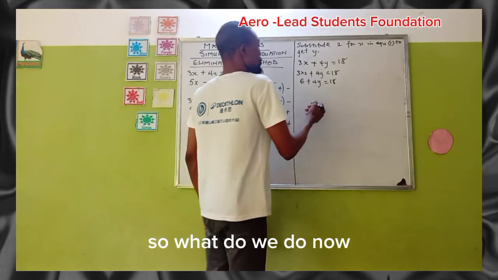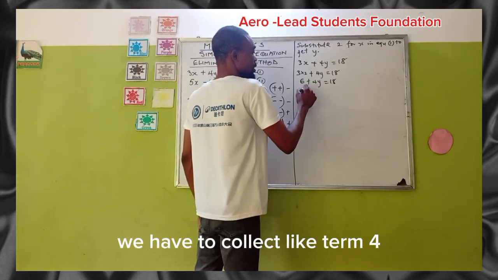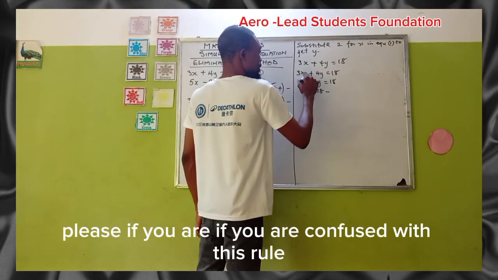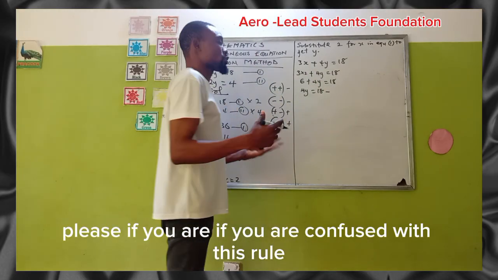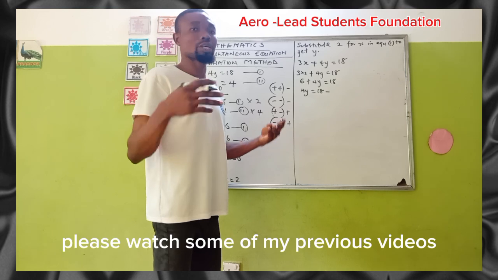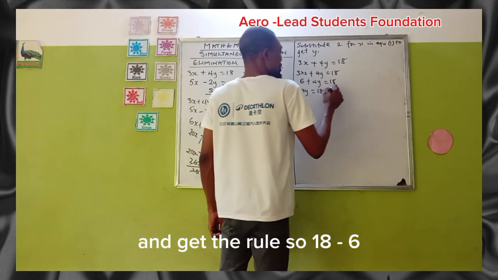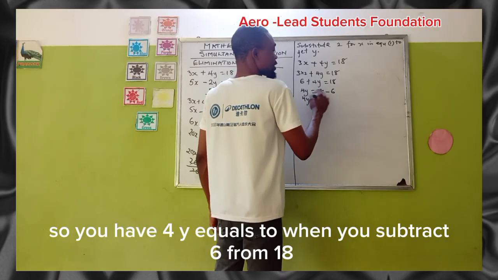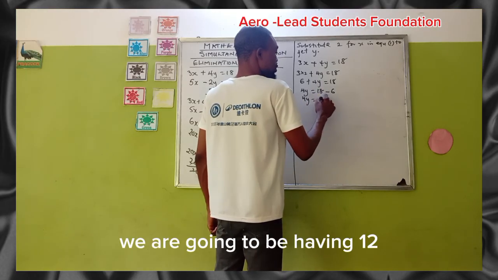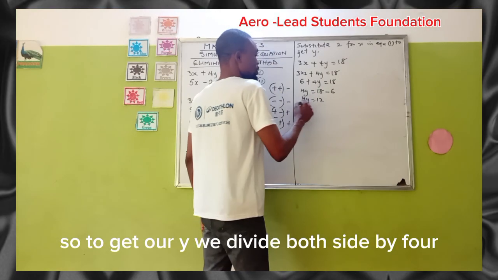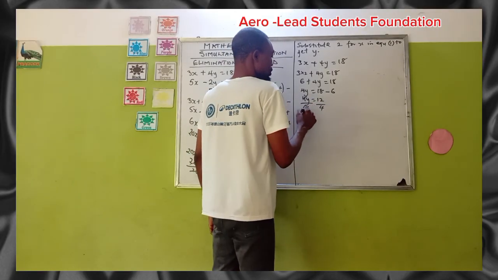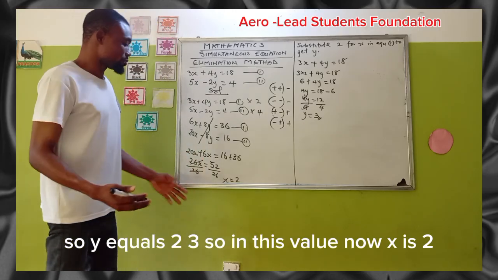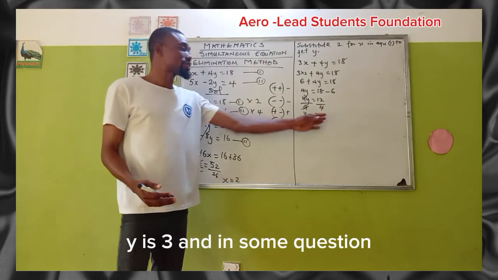So what do we do now? We have to collect like terms. 4y equals 18 minus 6, please. If you are confused with this rule, please watch some of my previous videos and get the rule. So 18 minus 6. So you have 4y equals, when you subtract 6 from 18, we are going to be having 12. So to get our y, we divide both sides by 4. So y equals 3.